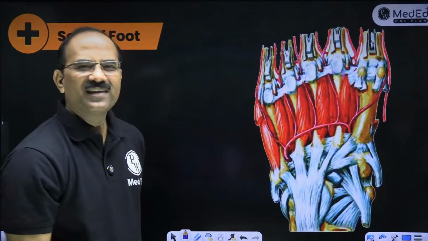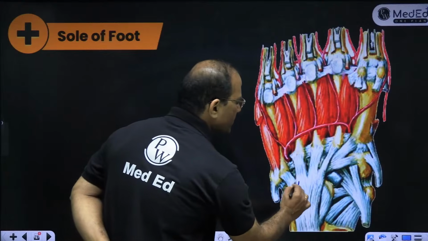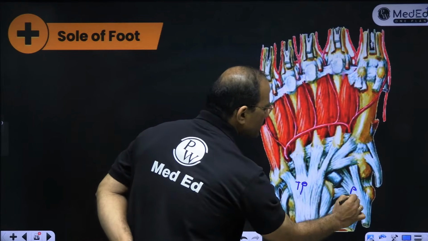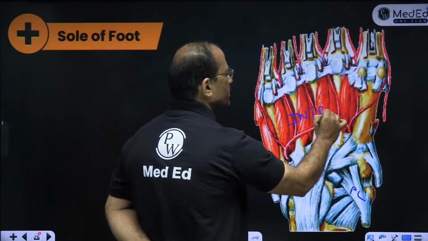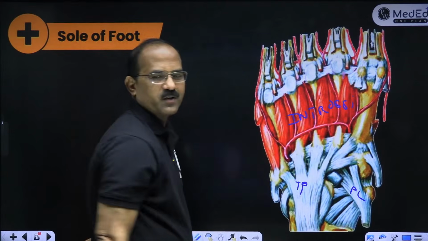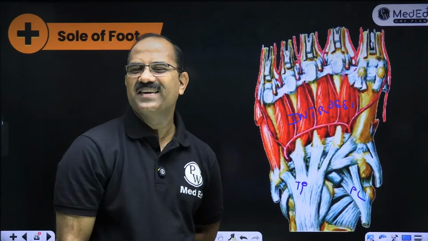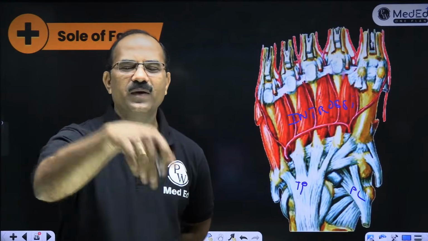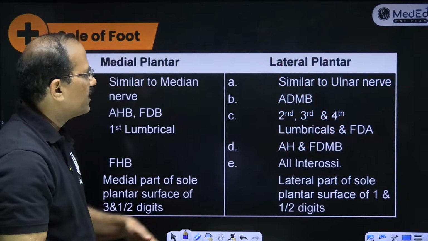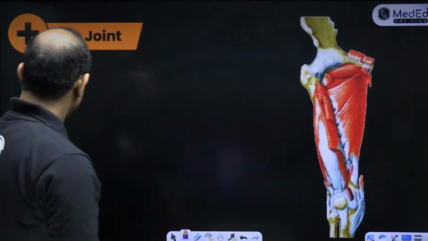And the last layer is tibialis posterior, peroneus longus, and these are the interossei. Right. Finished. Understood? Okay, now just try to understand this. So this is the same thing I've told you.